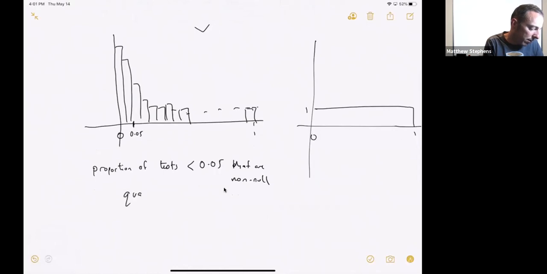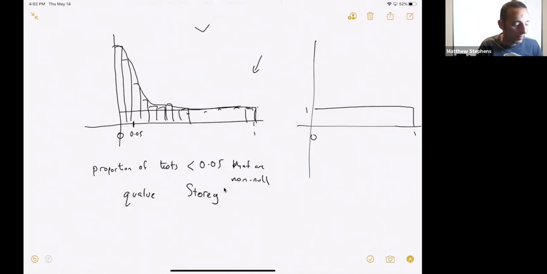Q-value is an R package by John Storey. And the way that it does it is to say, well, this histogram here is a mixture of null tests and non-null tests. I don't know which ones are which, and I don't know what the non-null tests look like, but I know what the null tests look like. They're going to be uniform. The p-value should be uniform for my null tests. So I can conservatively estimate that, breaking this histogram down into a uniform component and a non-uniform component, basically.